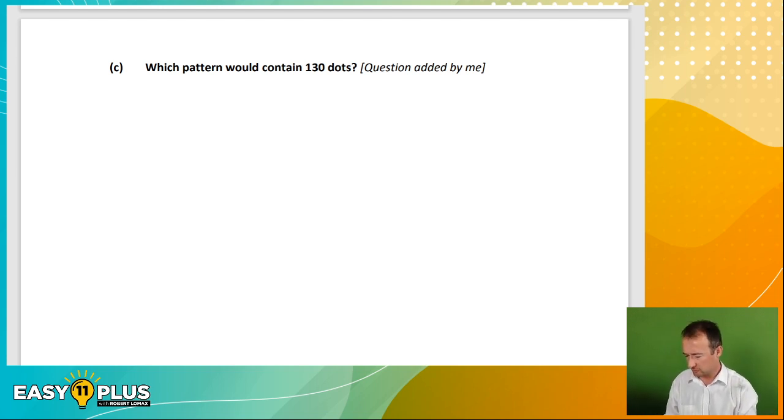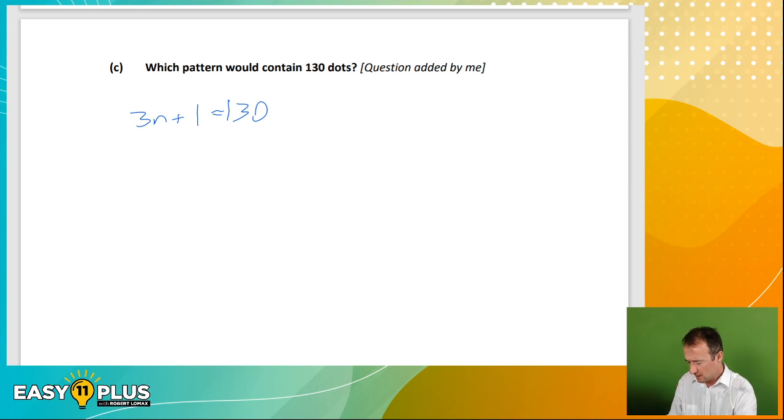Which pattern would contain 130 dots? So remember, our expression is 3n plus 1, where n is the pattern number. Now last time we knew what the pattern number was, it was 120, we just plugged it in instead of n. In this case you can't do that. What we know is that 3n plus 1 is going to give an answer of 130.